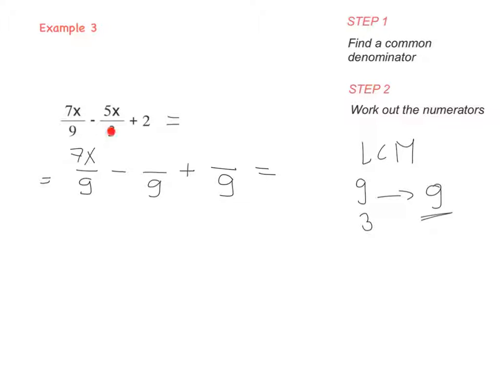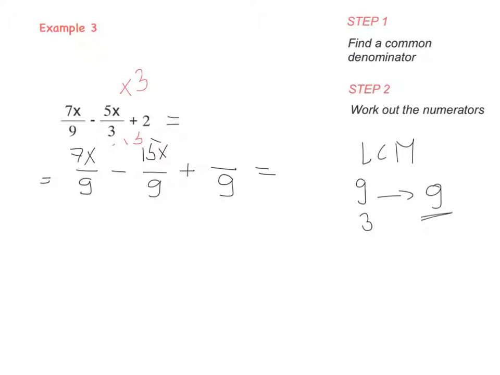Now, we had 3, now we have 9. So we had to multiply 3 by 3 to get 9, and we have to do the same to the top number, okay? So multiplied by 3 and multiplied by 3. So 5x multiplied by 3 is 15x. To remember this rule, number by number, letter by letter, okay? So 5 multiplied by 3 is 15 and x.